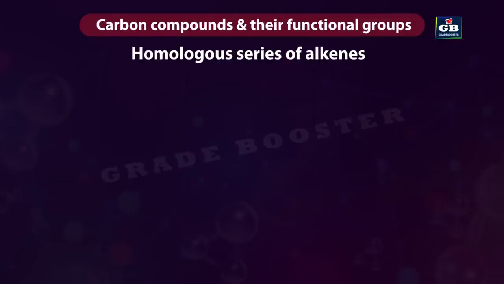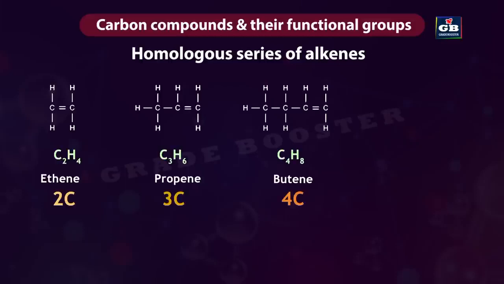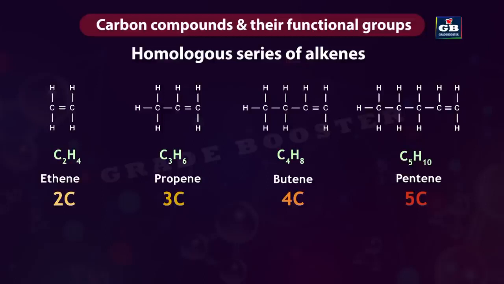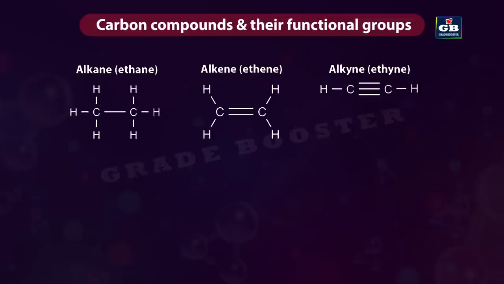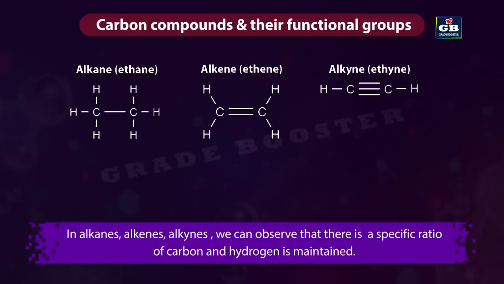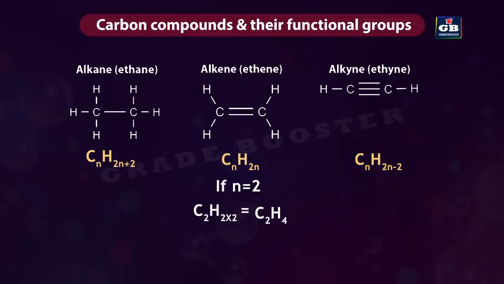This is the homologous series of alkenes: ethene, propene, butene, pentene. In alkanes, alkenes and alkynes, we can observe that a specific ratio of carbon and hydrogen is maintained. For example, in alkenes, the CnH2n pattern is observed. If n equals 2, then the compound will be C2H2 into 2, that is C2H4.